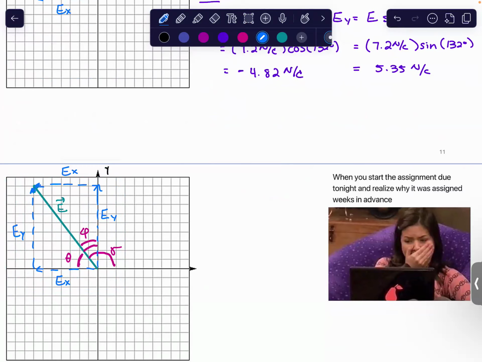Hey, now, what if we calculated using theta? Okay, well, let's look at this. Now we're going to look at the two right triangles. Your components are either going to be sine or cosine every time. You just got to look at where the angle is. So what are we going to use for EX here? Look at theta, look at where it's at. Cosine, because the x-axis is adjacent to the angle theta.